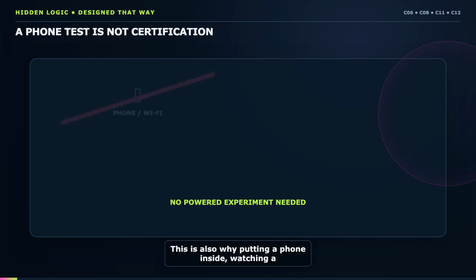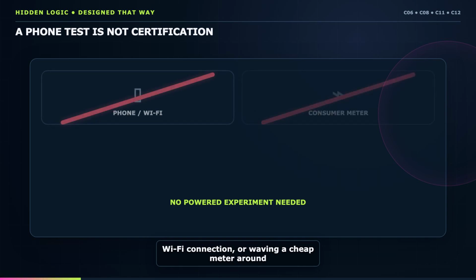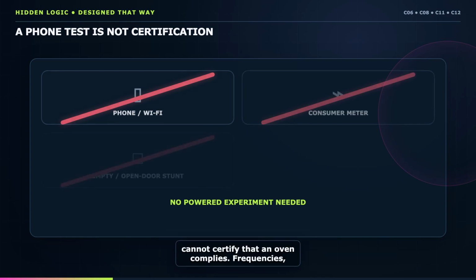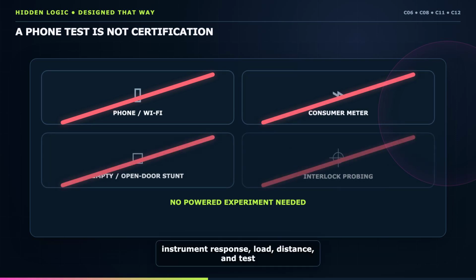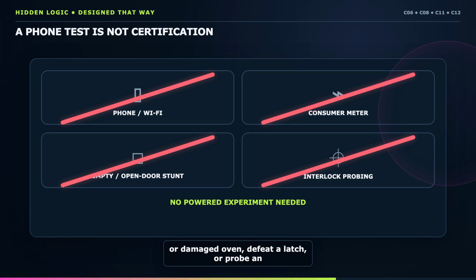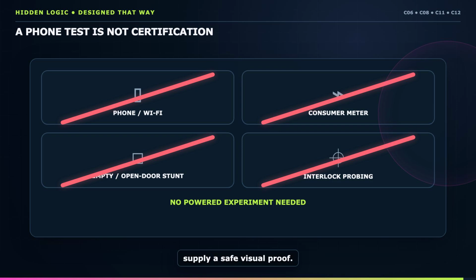This is also why putting a phone inside, watching a Wi-Fi connection, or waving a cheap meter around cannot certify that an oven complies. Frequencies, instrument response, load, distance, and test conditions differ. We do not need to power an empty or damaged oven, defeat a latch, or probe an interlock to demonstrate the physics. The scale and conductive geometry already supply a safe visual proof.